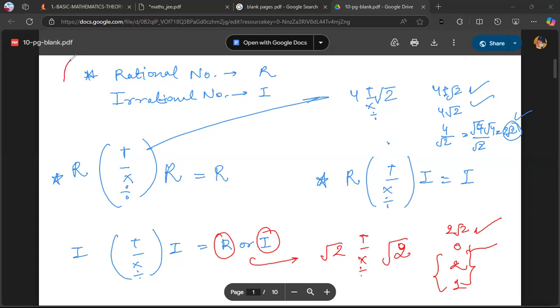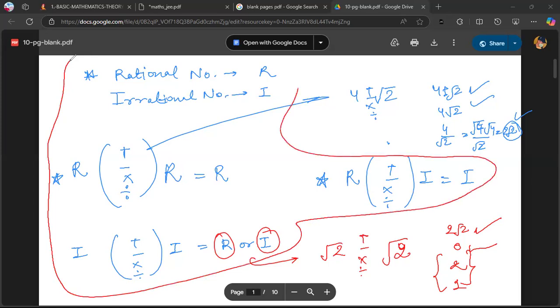So these are three properties which you must take a note of. Other than this, the rest are examples only. So take a snapshot.